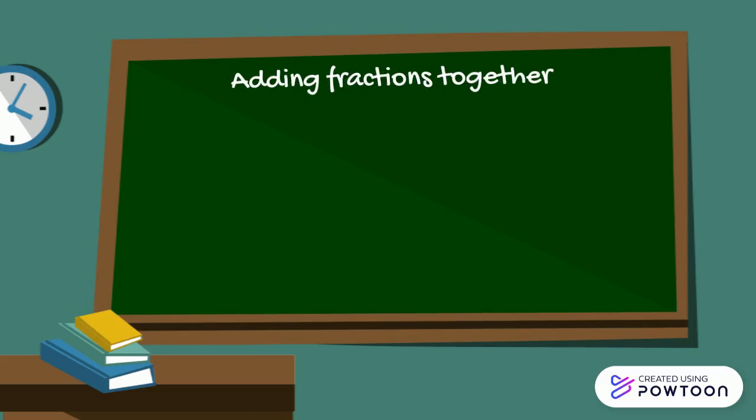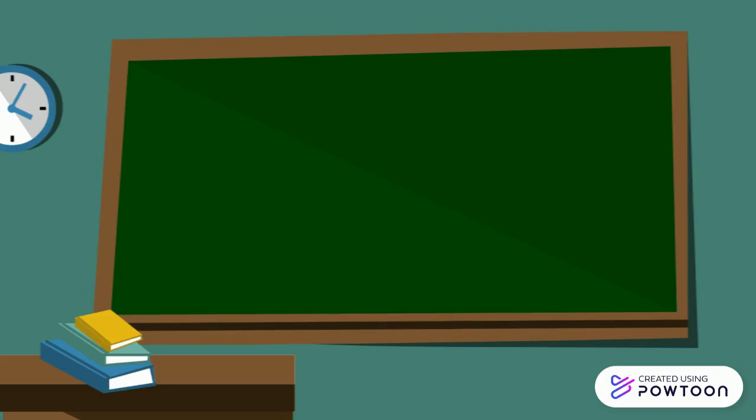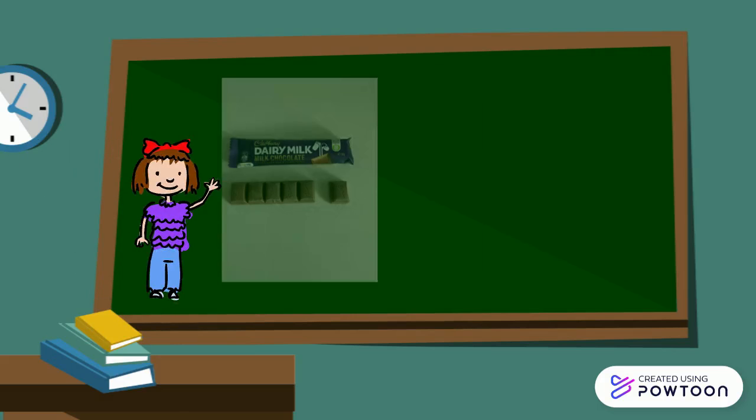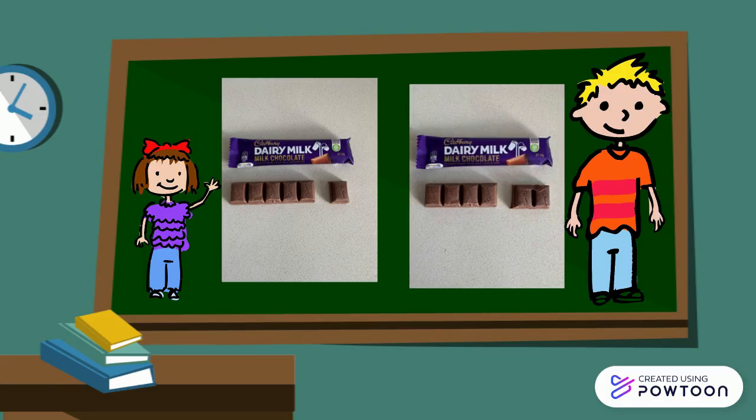Let's now look at adding fractions together. When adding, the denominator always remains the same, and you simply add the numerator. For example, you have 2 packets of Cadbury chocolate bars. Each packet has 6 individual pieces, the exact same size. You decide to give your little sister 1 piece of chocolate from the first bar, and you give your big brother 2 pieces from the second bar. How much of a whole chocolate bar have you given away?